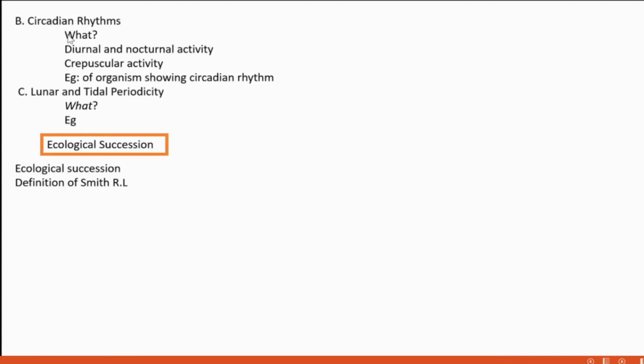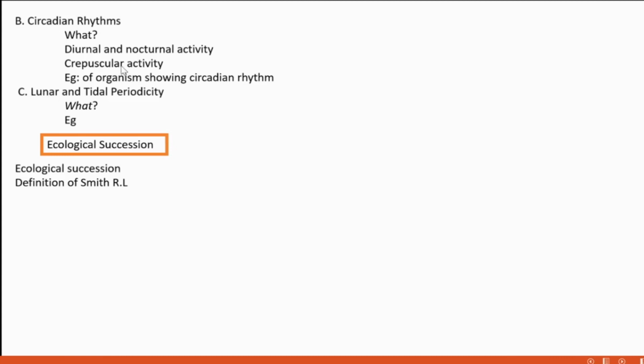Circadian rhythm. What is circadian rhythm? It is the periodicity, meaning the behavioral adjustment according to day and night. That is circadian rhythm. Then what is diurnal and nocturnal? Diurnal means activity difference based on daytime. And nocturnal means those organisms which are active only in night time.